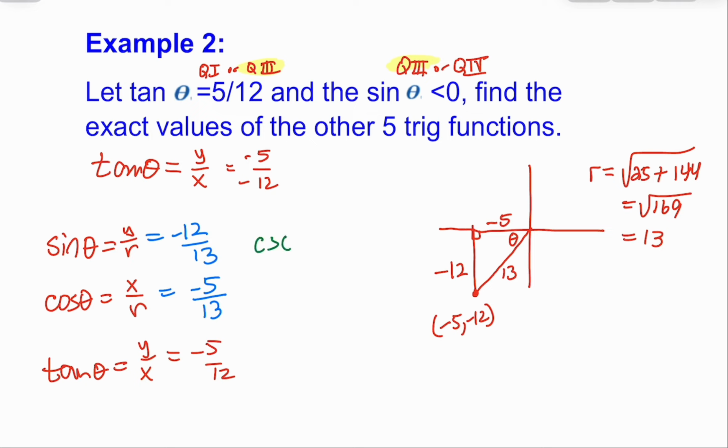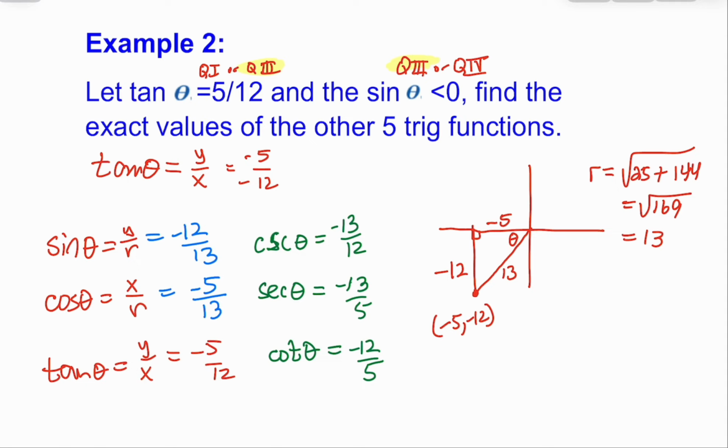Now let's write the reciprocals next to it. So we flip them over. So that's negative 13 over 12, negative 13 over 5. The negative traditionally should go in the front or on the top, and then negative 12 over 5. Perfect. So that is how you do those.